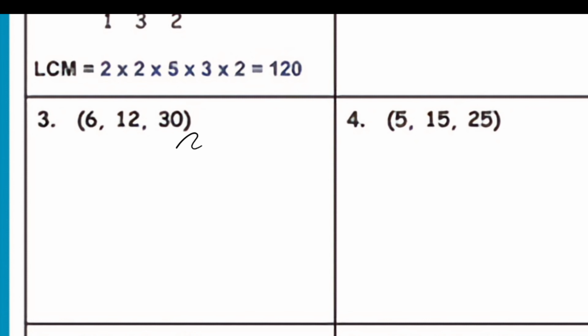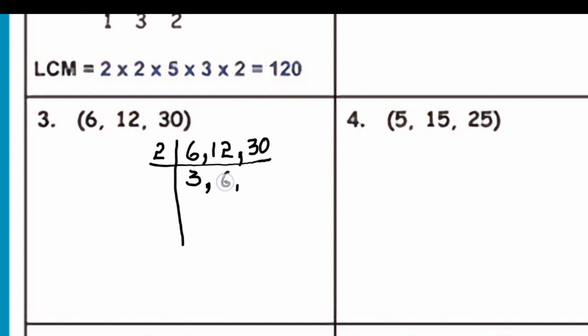Our next question is 6, 12 and 30. To find the LCM of these numbers, let us divide all of them at the same time by the same number. 6, 12 and 30. All of these numbers can be divided by the number 2. So 3 2s are 6, 6 2s are 12 and 15 2s are 30. Next we have 3, 6 and 15. These all can be divided by 3. 3 1s are 3, 3 2s are 6 and 3 5s are 15. Next 2 and 5 are remaining. We will stop dividing here.